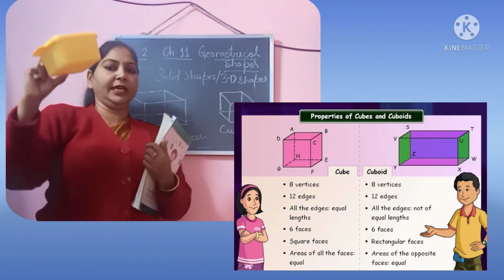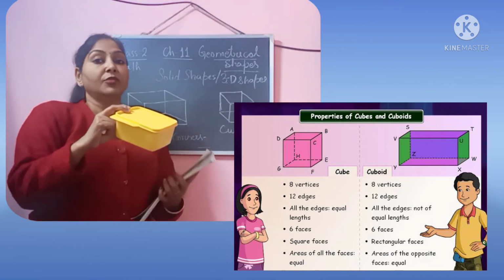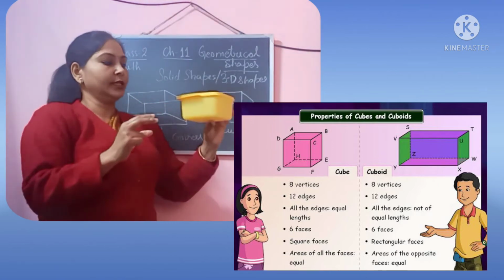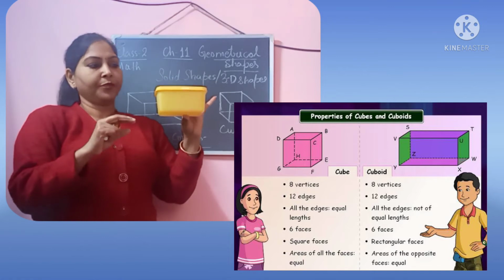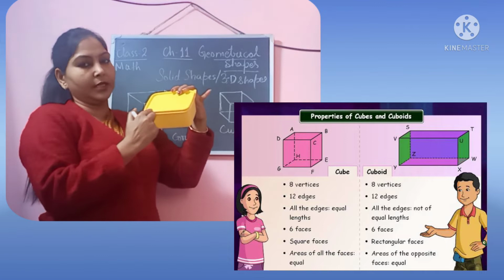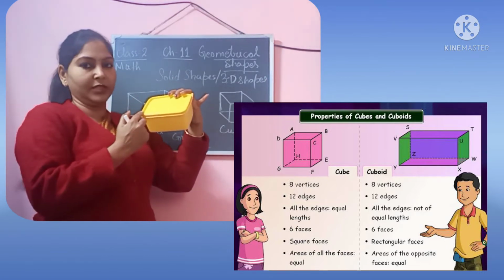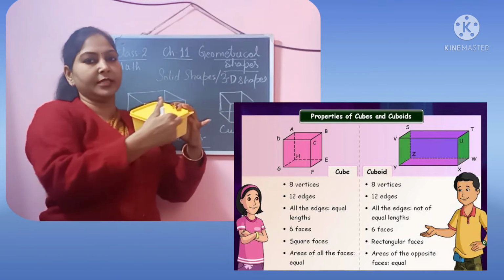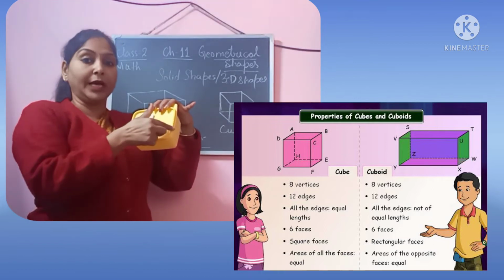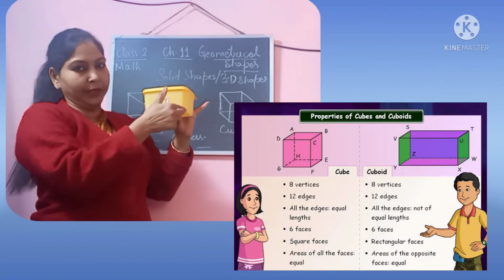Here, this object I am holding in my hand has 3 dimensions. How? You can see this is a lunch box. This is the length, the longer side, that is why it is called length. Then this is a shorter side, which is called the breadth. Now you have some height also. This is the 3rd dimension.